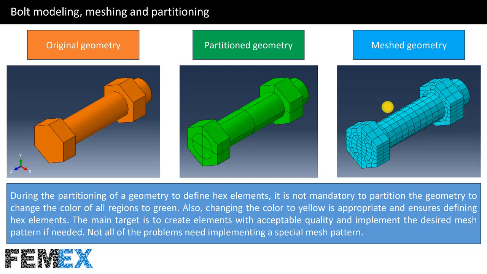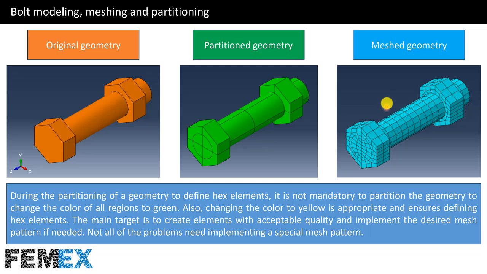During the partitioning of a geometry to define hex elements, it is not mandatory to partition the geometry to change the color of all regions to green. Also, changing the color to yellow is appropriate and ensures defining hex elements. The main target is to create elements with acceptable quality and implement the desired mesh pattern if needed. Not all of the problems need implementing a special mesh pattern.